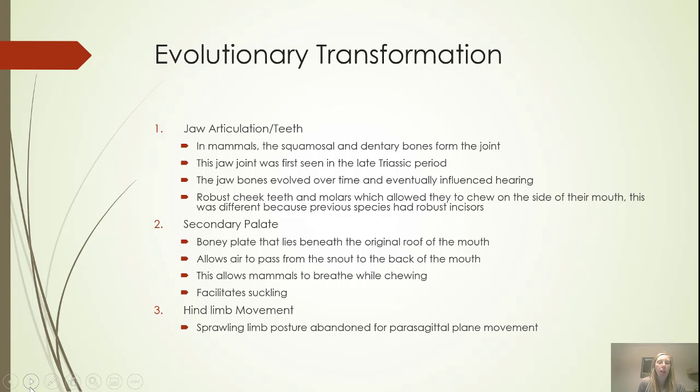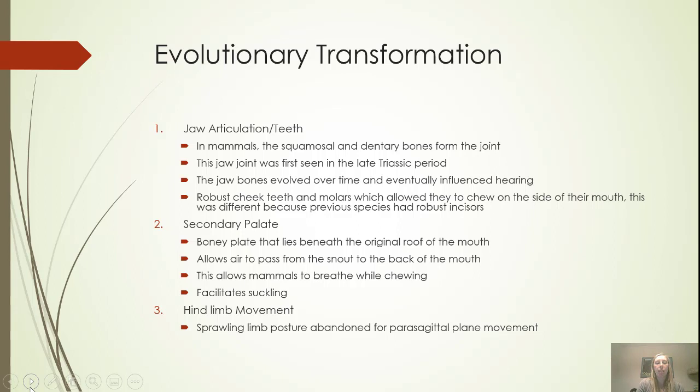in mammals. And then there's also a robust cheek teeth and molars, which allow animals to chew on the side of their mouth. This is different from previous species where they had more robust incisors on the front of their mouth.